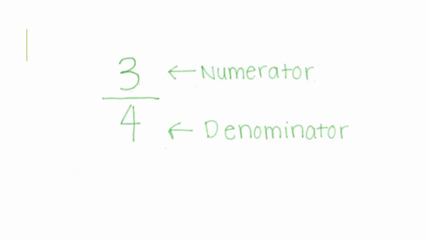A fraction has a numerator and a denominator. A numerator is the top number, and a denominator is the bottom number. In this case, the numerator is 3, and the denominator is 4.